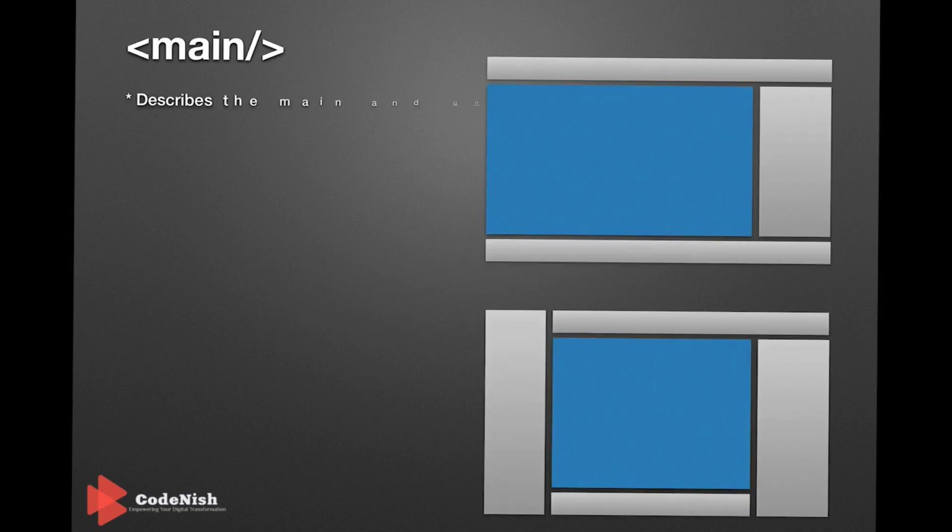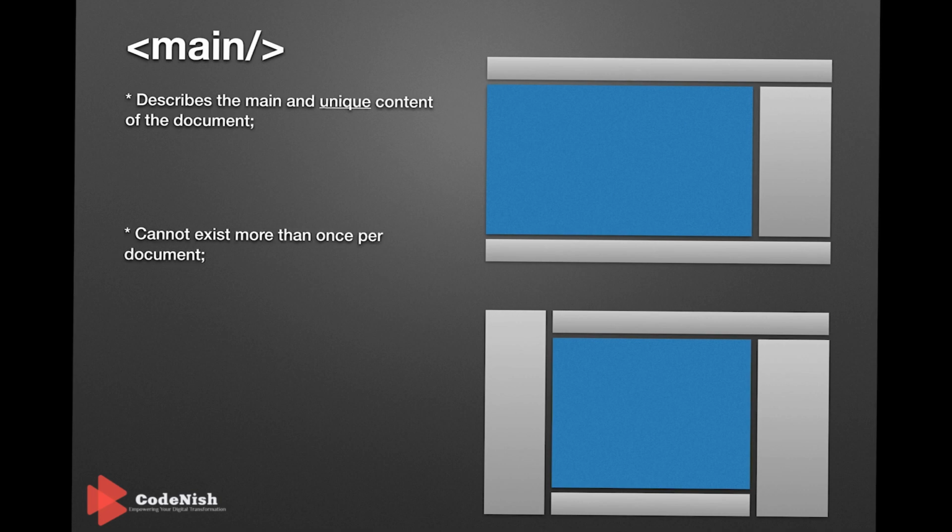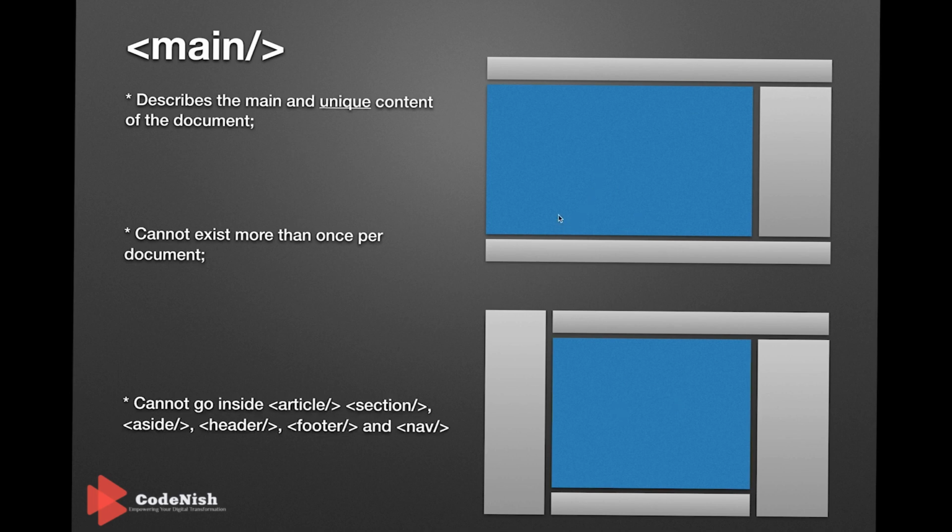Main tag is used to describe the main and unique content of the document, and this means it cannot exist more than once in a document. And its content is the main reason a user would visit that page in the first place. Another thing to take into consideration is that it cannot exist inside an article, section, aside, header, footer, and nav tags. You can, however, wrap the entire page in a div tag, and it's okay to put that main tag inside.